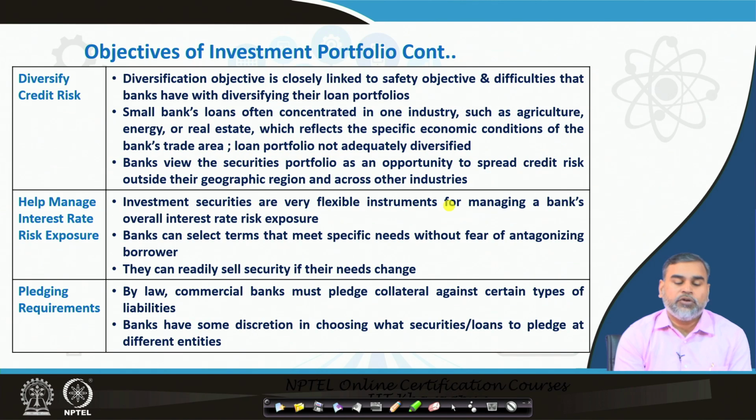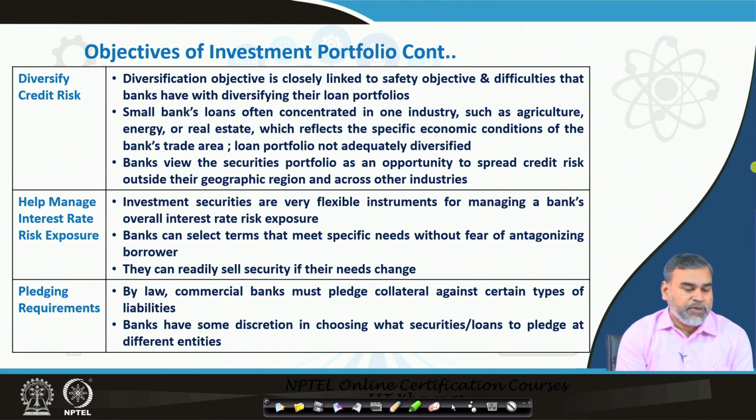The banks view the securities portfolio as an opportunity to spread credit risk outside their geographical region and across other industries. By that, if one industry does not do well, the loss they make in that industry can be compensated by the gain they make in other industries which have performed better.